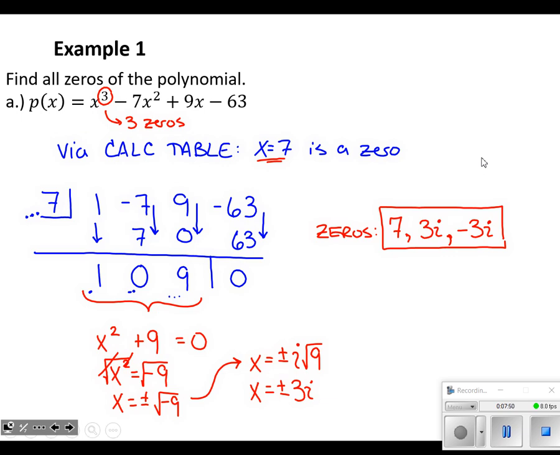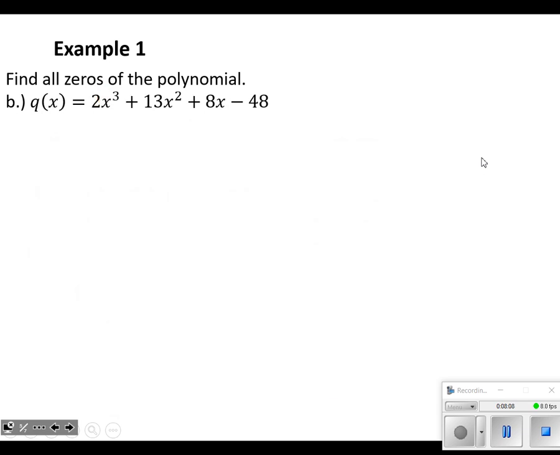But that's pretty slick, right? If you look at the work that's on the screen right now and you think back to all the times we had to go through synthetic and the list of possible rational zeros, this is saving us a tremendous amount of work that we would have to do by hand. So very grateful for that technology, to say the least.